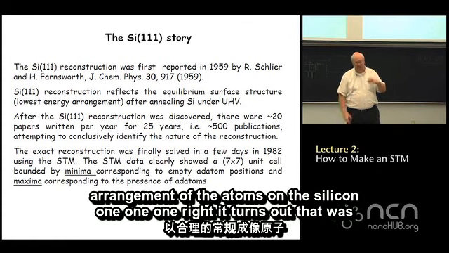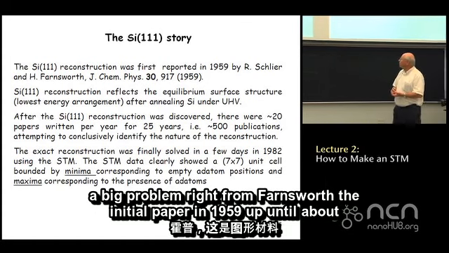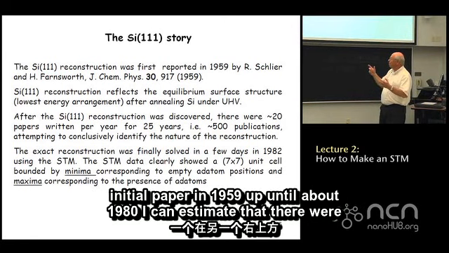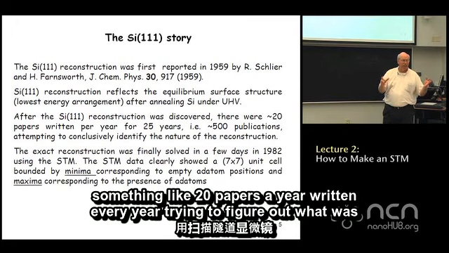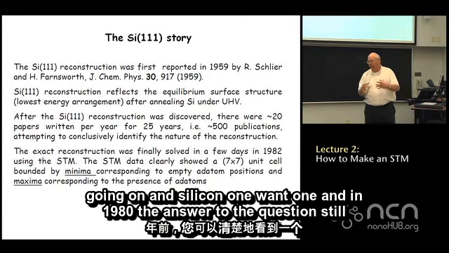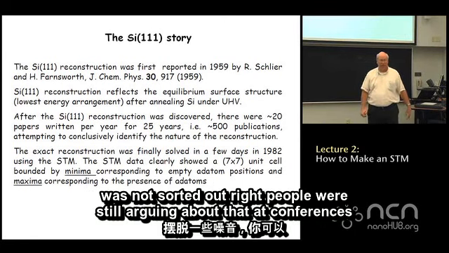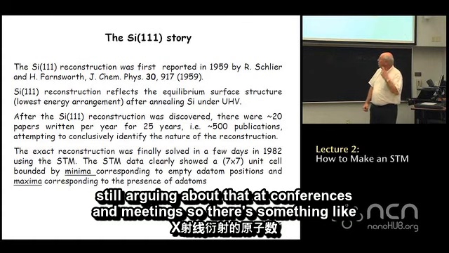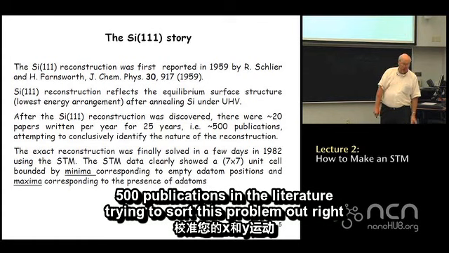And it turns out that was a big problem, right? From Farnsworth's initial paper in 1959 up until about 1980, I can estimate that there were something like 20 papers a year written every year trying to figure out what was going on in silicon 111. And in 1980, the answer to the question still was not sorted out, right? People were still arguing about that at conferences and meetings. So there's something like 500 publications in the literature trying to sort this problem out, right?